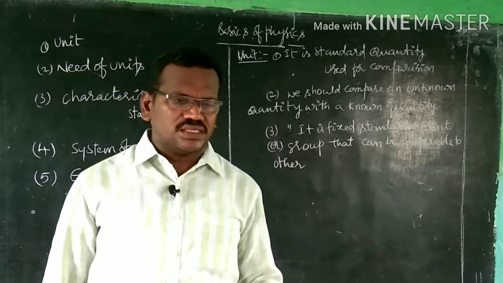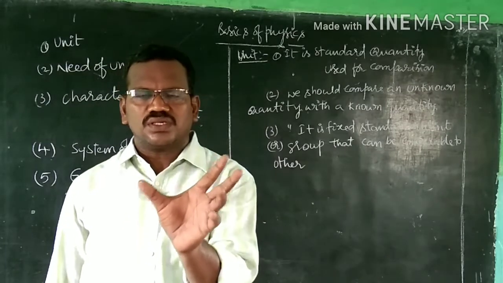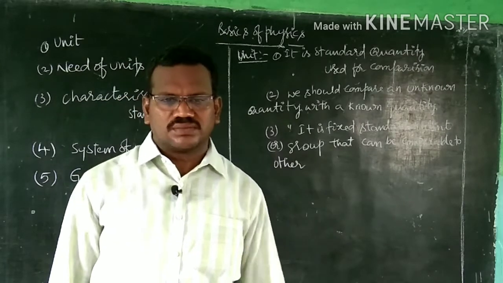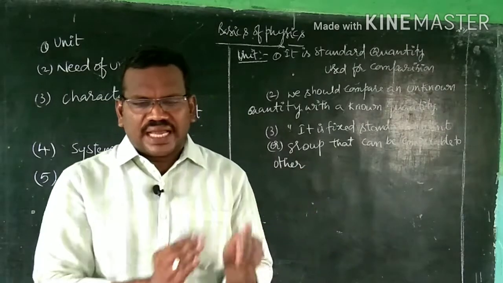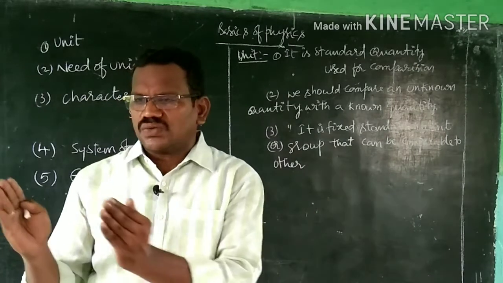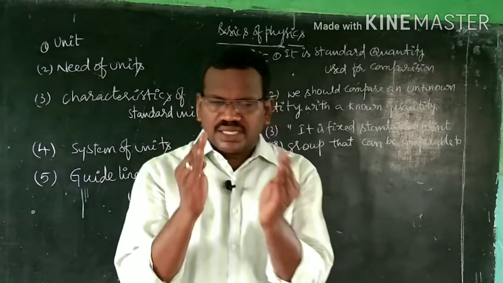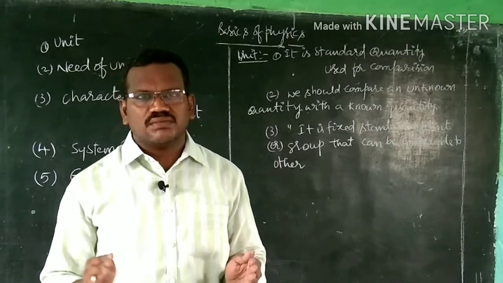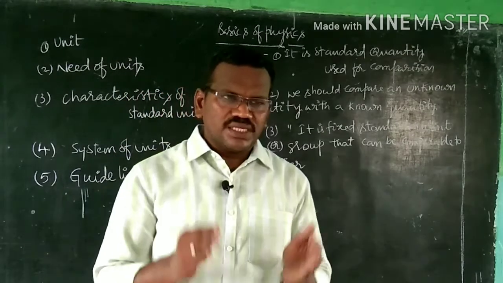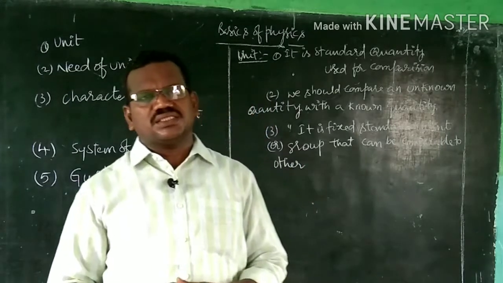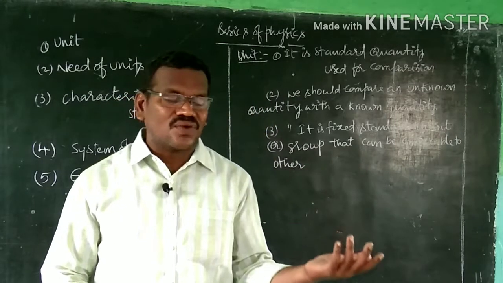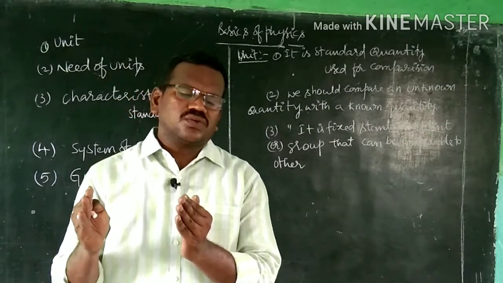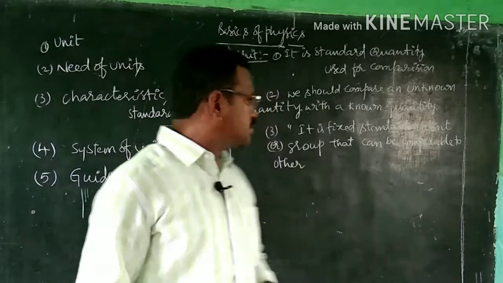In the case of a common balance, on one pan they put a 1 kg stone, and in the other pan they put the sugar. They may remove or add sugar until it equals the 1 kg stone. That means the stone they used, which is made of metal, is nothing but a standard quantity. Here a particular standard quantity is considered to compare quantities. They compared the quantity of the sugar with respect to that 1 kg.